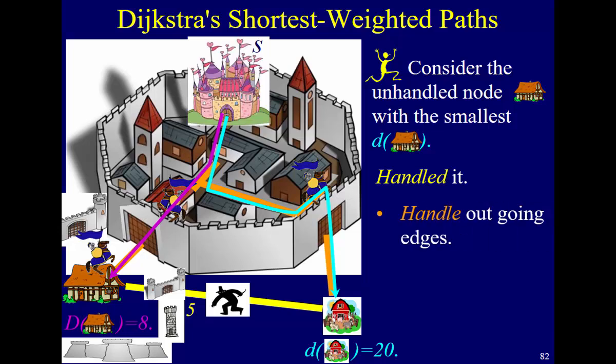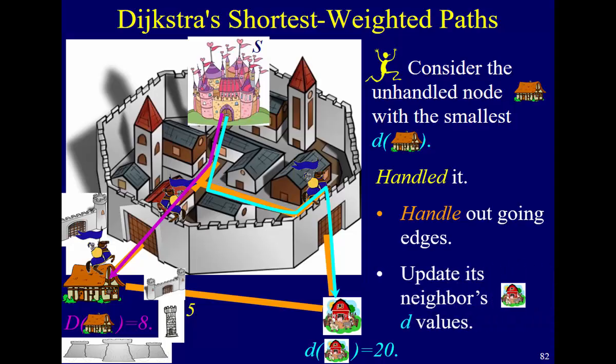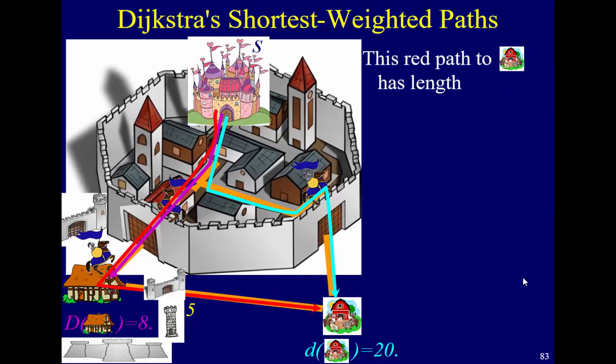But when we handle it, we also have to handle all the outgoing edges. So this edge that's leaving it is now handled, so the guard will go away. When that happens, we have to update everybody else, all the other unhandled guys' D values. So the D value of this has to be updated. And what do we update it to? Well, we want to consider the new paths. What are the new paths?